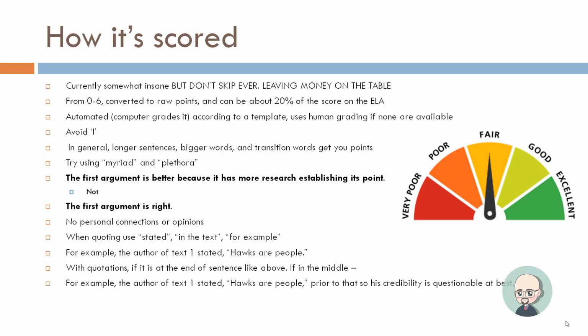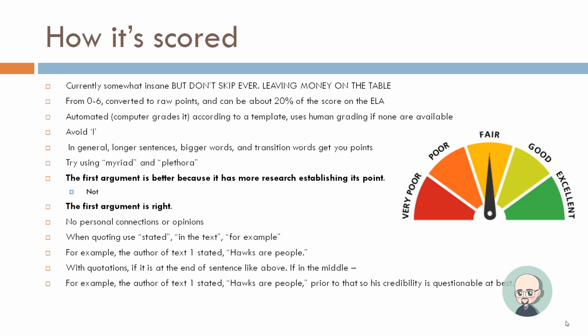Okay? It's automated. The computer grades it according to a template and uses human grading if none are available. Don't get me started on this. I think this is ridiculous. It used to all be done by hand by very competent professionals who were educators. Now they do it by computer, so it's much less accurate. Bearing that in mind, avoid the use of I. The computer marks you down for that. In general, longer sentences, bigger words, and transition words get you points.